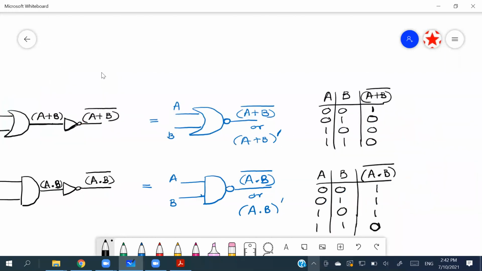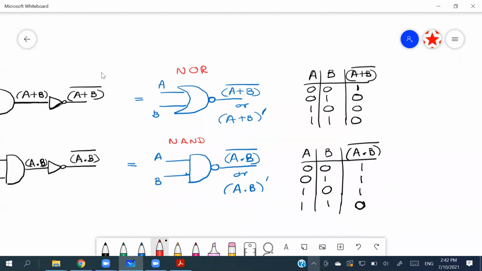So NAND and NOR are represented like this. This is NAND and this is NOR. Then we generate their truth tables. So what does the NOR gate do? It adds together, then it inverts.